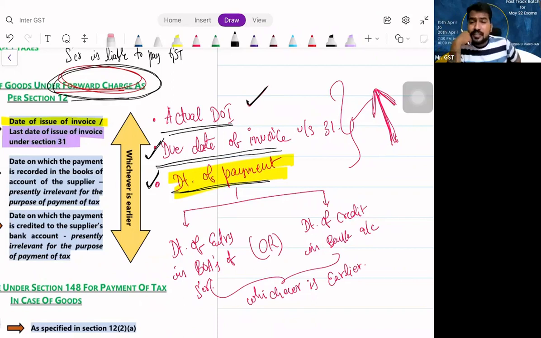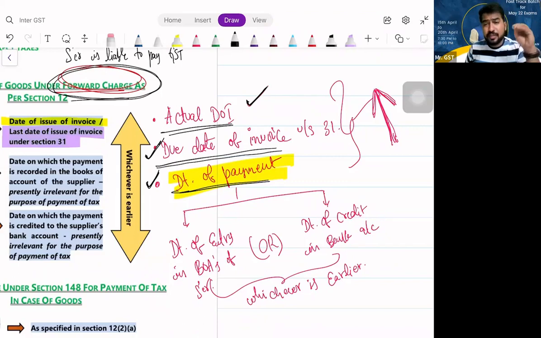So what should I consider as date of payment? Because in my books of accounts, I am recording some different date. But in my bank account, it is crediting on some different date. Which date I should take? Whichever is earlier. Simple. That is the date of payment. Majority cases in the exam, in the question, they will straight away give you the date of payment.